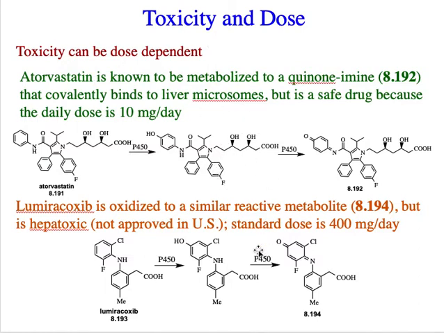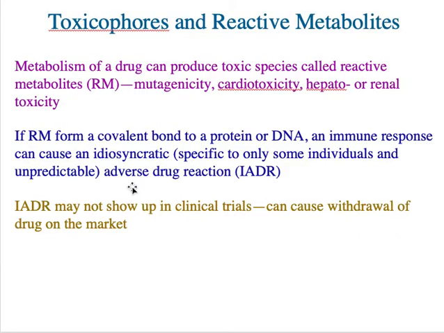So an example of this is atorvastatin. Sorry, it's an example of this, but that's not the story that I want to tell you with this slide. The story that I want to tell you with this slide is that it forms this reactive intermediate, which could give you either cancer or another toxicity or this immune response.